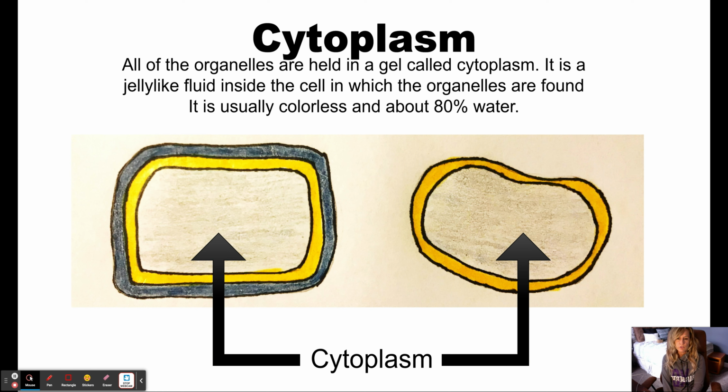All right, so all cells, plant and animal cells, have a cytoplasm. And this is where the organelles of the cell are held. So it's kind of the inside guts of the cell. It is a jelly-like fluid inside the cell in which the organelles are found. It is usually colorless and about 80% water.